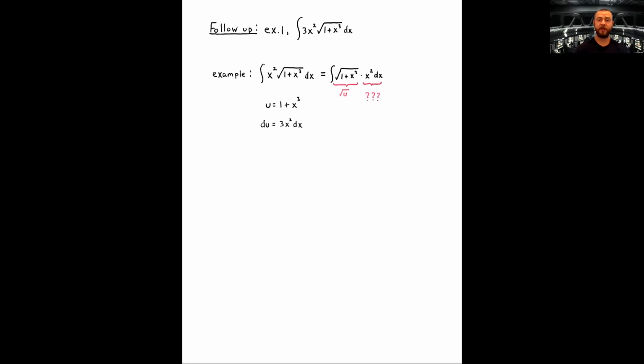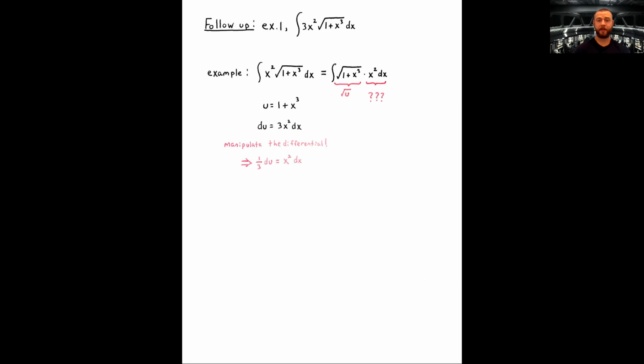There's a few ways you can account for this. What I like to do is set up the idea of basically manipulating the differential. Think of the differential like an algebraic equation, and we want to solve it for x squared dx. Well, we can solve for x squared dx by dividing by 3, and we can rewrite that statement as 1/3 du equals x squared dx. Now we can rewrite all the pieces in our integral in terms of u.